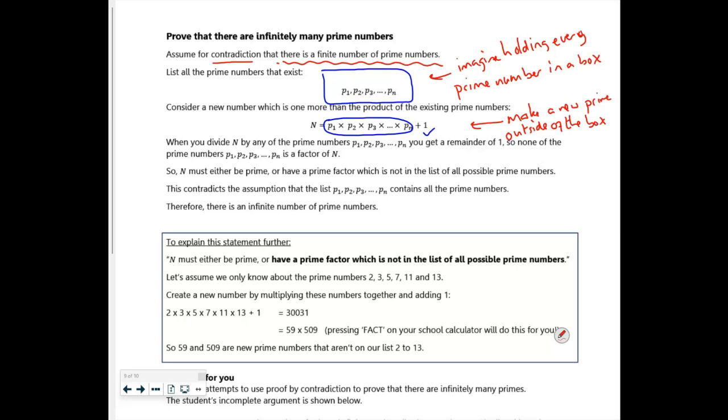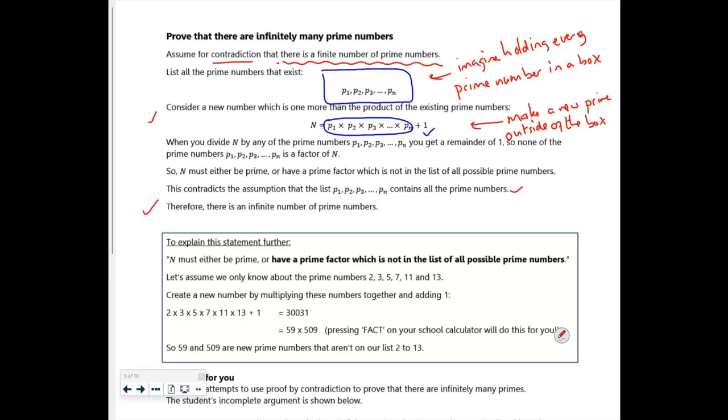The wording, so consider the new number. When you divide n by any of the prime numbers, you get a remainder 1, so it's not prime. So n must either be prime or have a prime factor, which is not in the list of all the possibles. This contradicts the assumption that they're all the prime numbers, and then there's infinitely many primes.